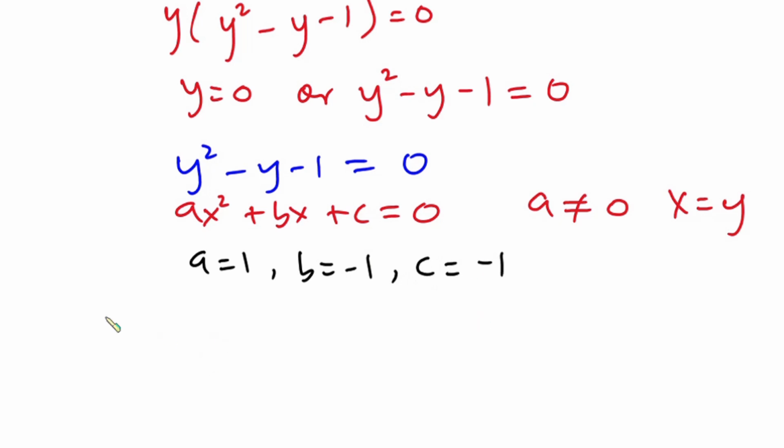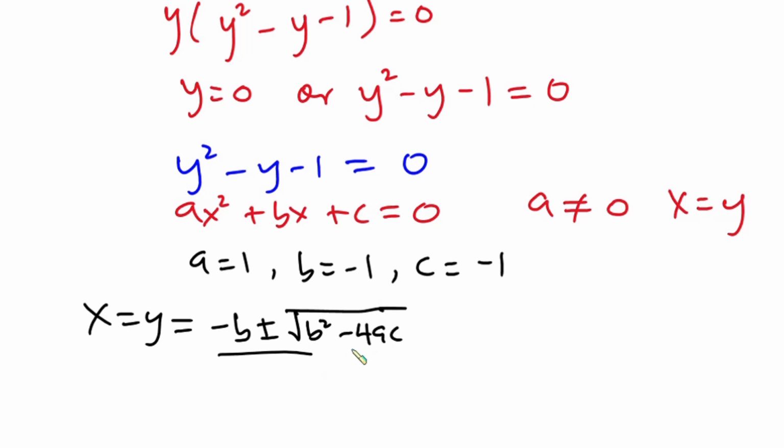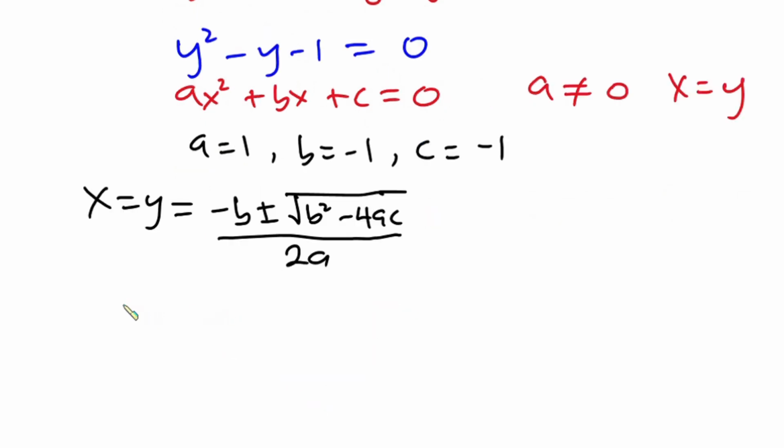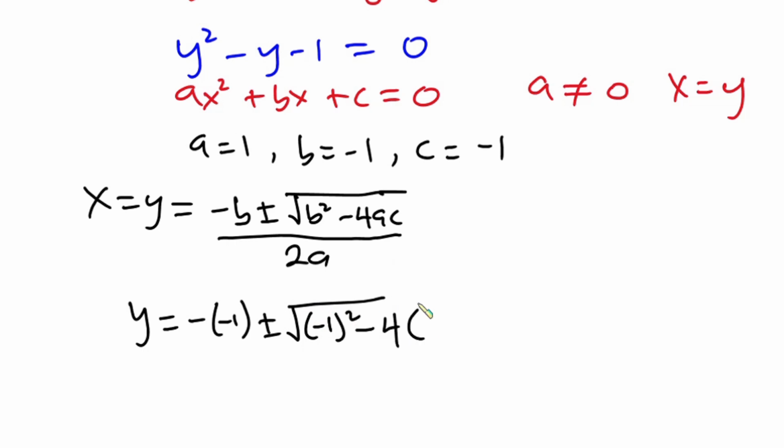And then the general quadratic formula, which is x equals y in this case, is equal to minus b plus or minus the square root of b squared minus 4ac all over 2a. So we have y equals minus b, where b is -1, then plus or minus the square root of -1 squared minus 4 into a, where a is 1, then times c, where c is -1. Alright, all divided by 2 into 1.